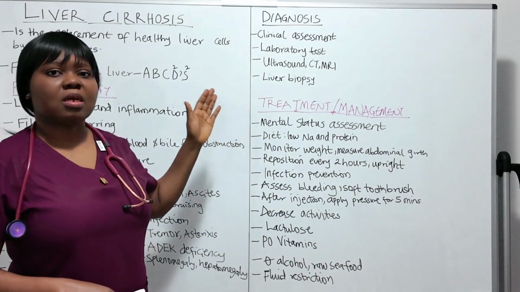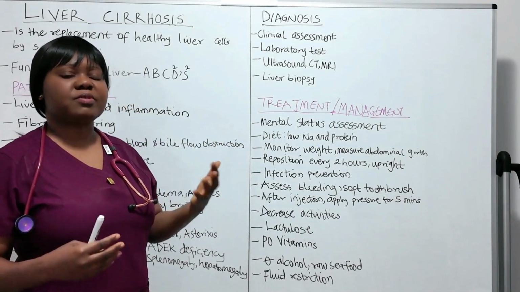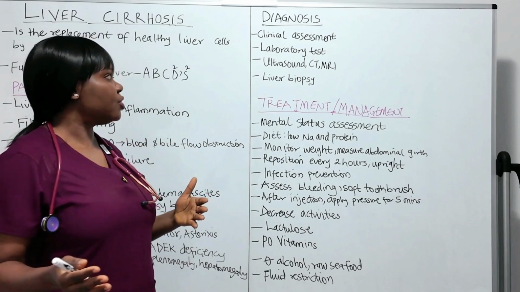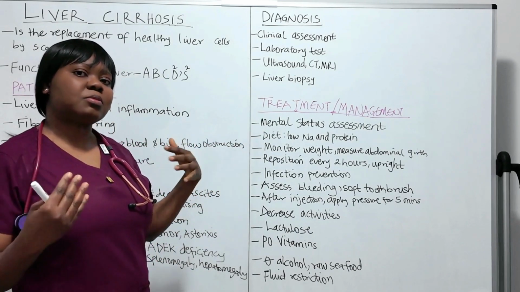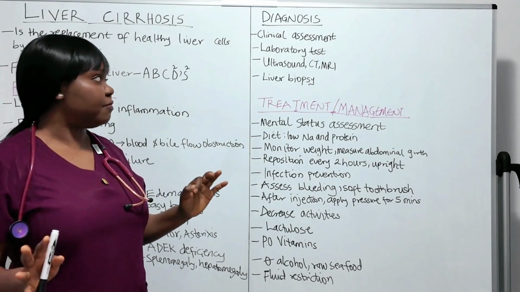To diagnose liver cirrhosis, they could do clinical assessment, they take history, physical examination. When you palpate the liver, it's going to feel so enlarged. And those signs and symptoms, the patient is going to give you some of those signs and it's going to tell you how they feel.